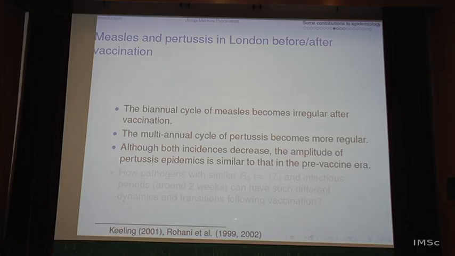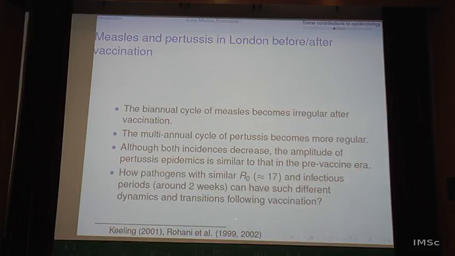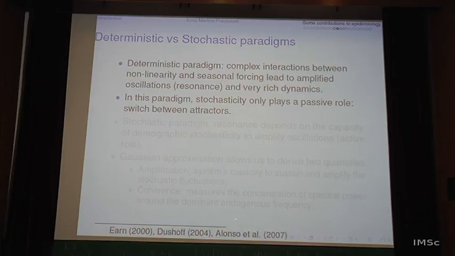So, as I said, the biannual cycle of measles becomes irregular after vaccination. The multi-annual cycle of pertussis becomes more regular. And also both incidences decrease. The amplitude of pertussis epidemics is similar to that in the pre-vaccine era. So the question is how pathogens with similar infectious periods, between 1 and 3 weeks, can have such different dynamics and transitions following vaccination. And so there were two paradigms to explain this change.